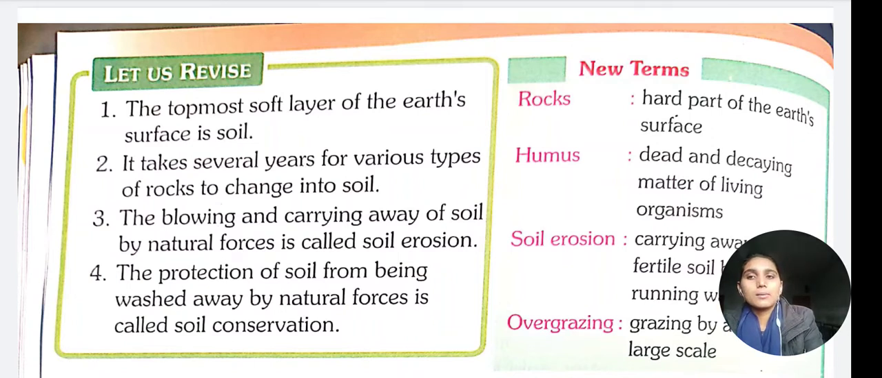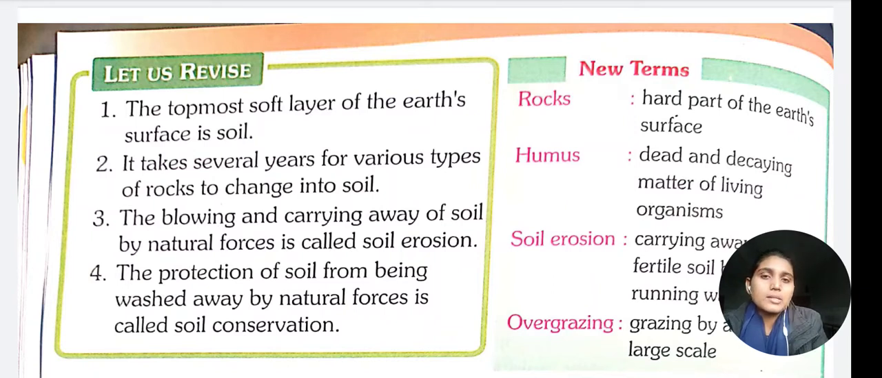Third condition is the blowing and carrying away of soil by natural forces is called soil erosion. When the air or the water or the natural conditions are responsible for the disturbance of the topmost layer of the soil, it is called soil erosion. Okay. Third point was this. The fourth point is the protection of soil from being washed away by natural forces is called soil conservation. The protection of soil from being washed away.